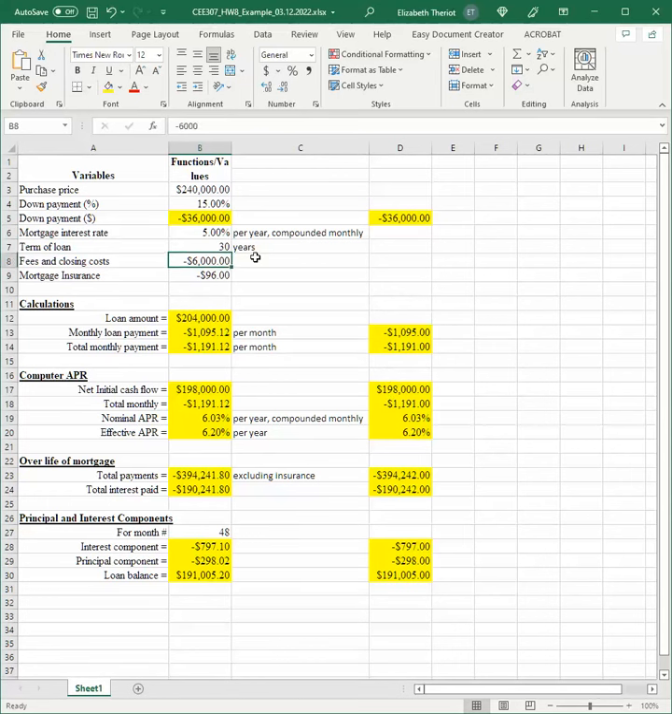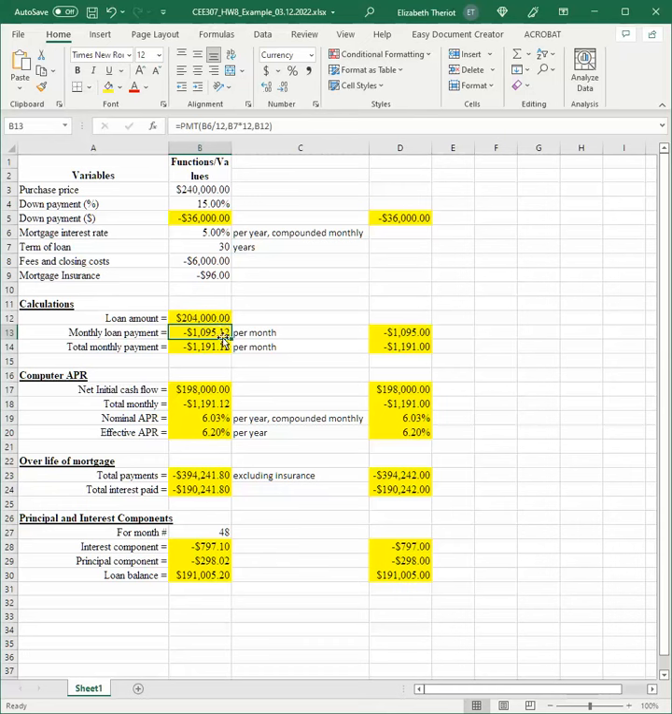Then we have the loan amount. In order to determine the loan amount, we have to take the purchase price minus the down payment. The loan amount the bank is actually going to give you is the purchase price minus the amount of money you put in your down payment, because you already have the money for that down payment. So the loan amount would be $240,000 minus $36,000 equals $204,000.